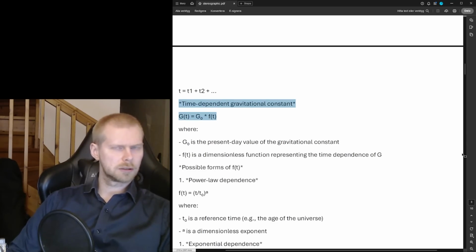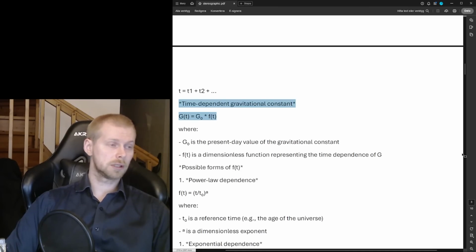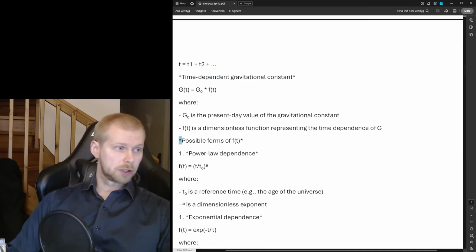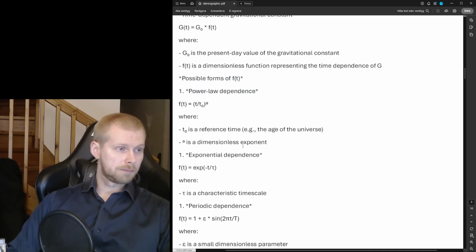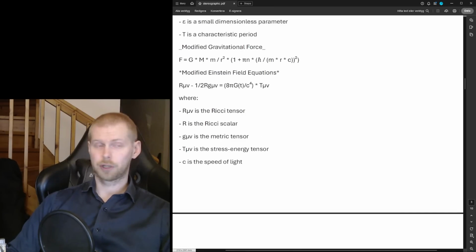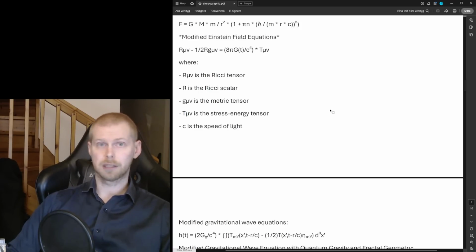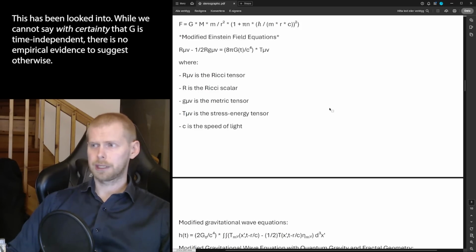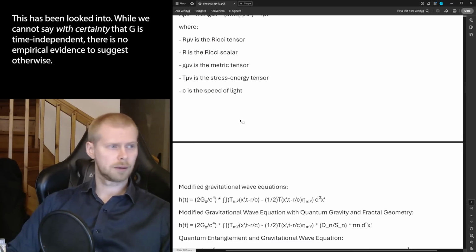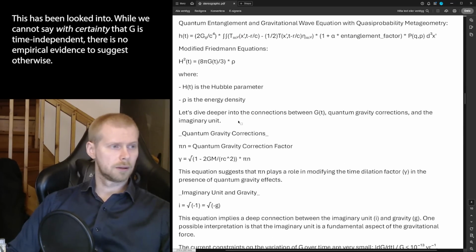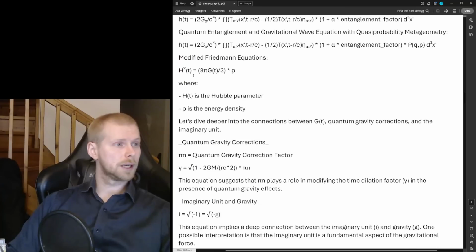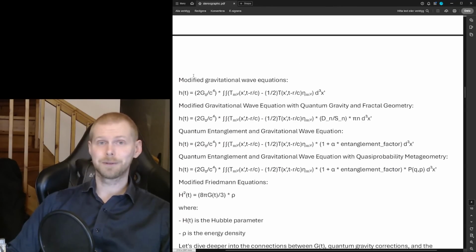Time-dependent gravitational constant. And now for something completely different. G of t equals g naught times f of t. Possible forms of f of t, blah, blah, blah. But as far as we know, f of t equals 1. There's no indication that g is a time-dependent thing. Lots of things have to be modified. Yeah, if you change something, you have to modify other things.